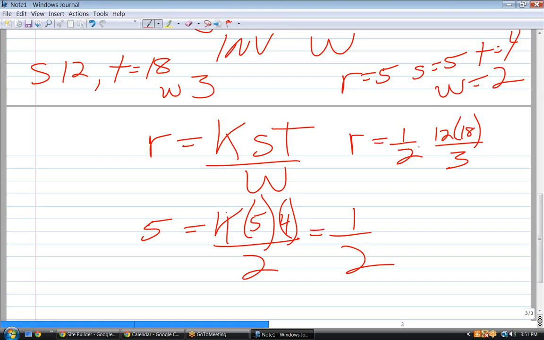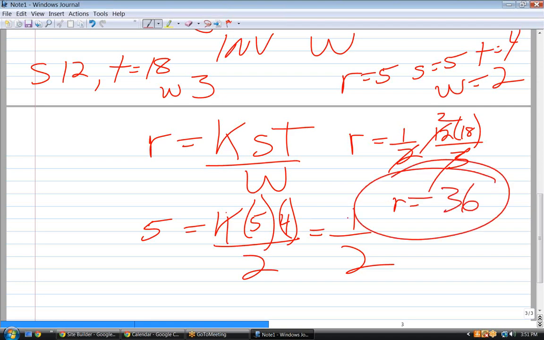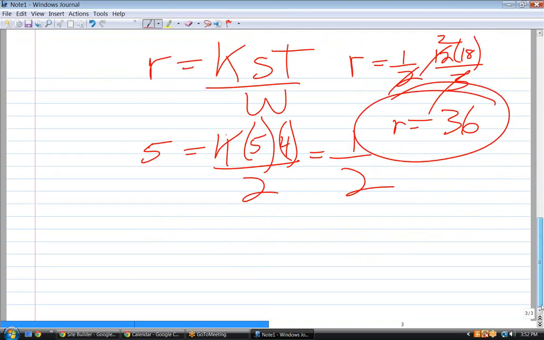Right. Now we can do a little bit of canceling. That's 6. Cancel with that 2, so we have R equals 36. And all of these problems are the same. I've yet to see one differently. You have to solve for K as your first step. Once you've solved for K, you can write the specific equation. Once you have the specific equation, when they give you those 3 variables, you can solve for R. They're all pretty much that format.